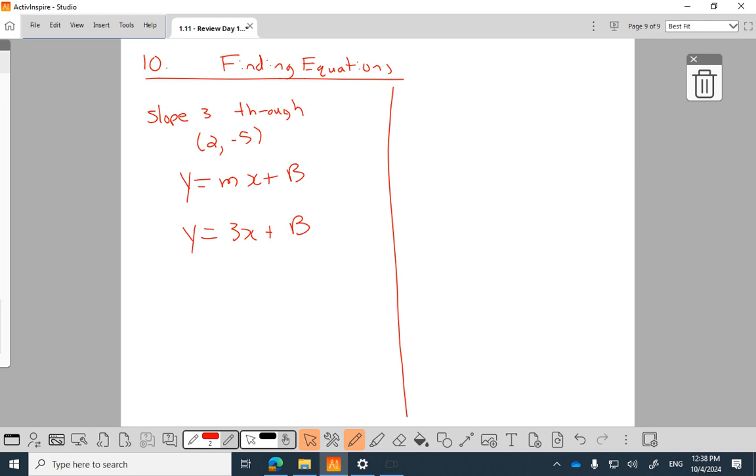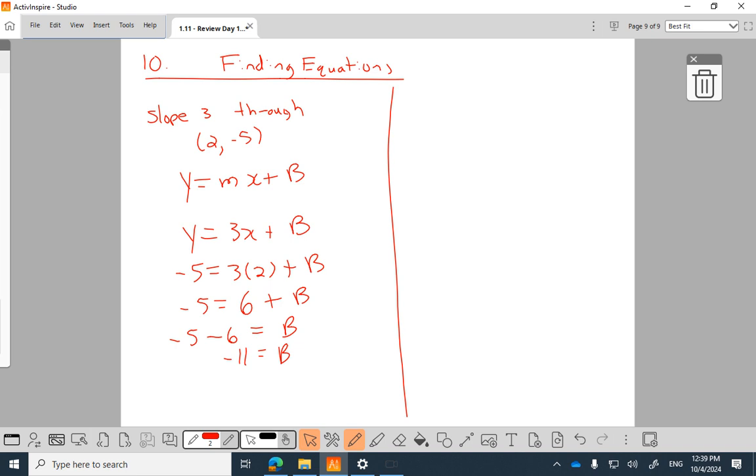Now we need somebody on the case. Who remembers what has to happen here now? The 2 and the negative 5 are your x and y. Negative 5 goes here. 2 goes here. I totally wrote it the wrong way. Sorry. I said it one way and wrote it the other. What is 3 times 2? 6. And when I move 6 over to the other side, what happens to it? It becomes negative 6, or subtract 6, and I get negative 11.